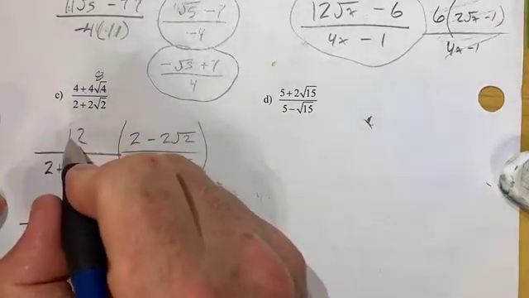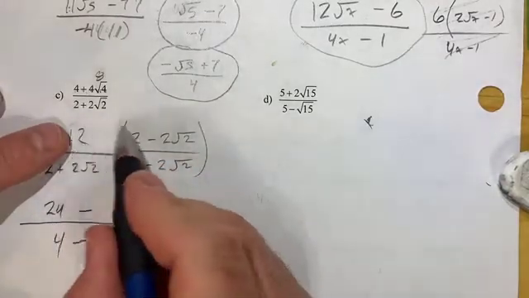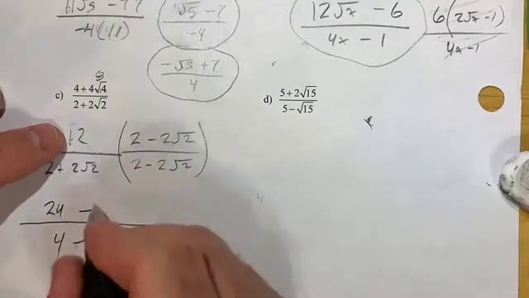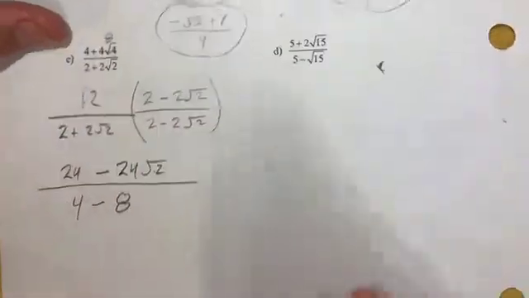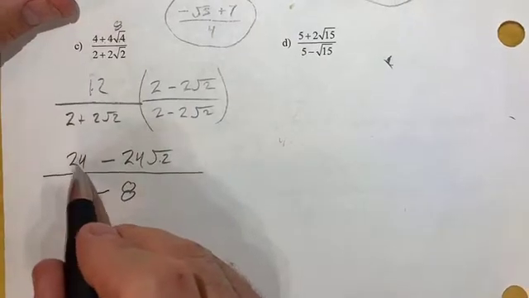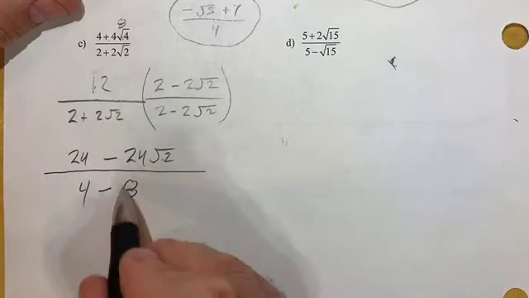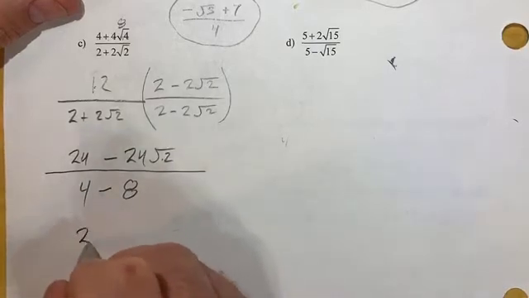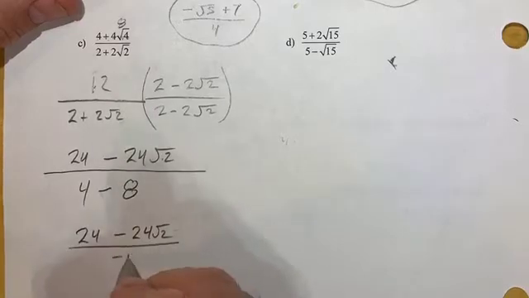Okay, but let's do the top. 12 times 2 is 24. Minus 12 times 2 root 2. So 12 times 2, which is 24, root 2. There's still a root 2 on there. This is a number with a radical. I cannot combine these two. These are two separate things. But this is minus 4. Okay, so what do we got? 24 minus 24 root 2 all over negative 4.